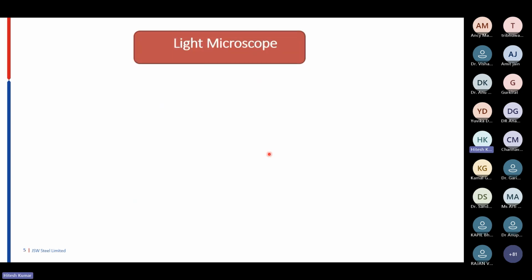So first, as I explained, is light microscopy. What is light microscopy? As the name suggests, your source is optical light. You are going to use light as your source, which is bombarded on your sample surface, and in reflection you are going to get your microstructure.